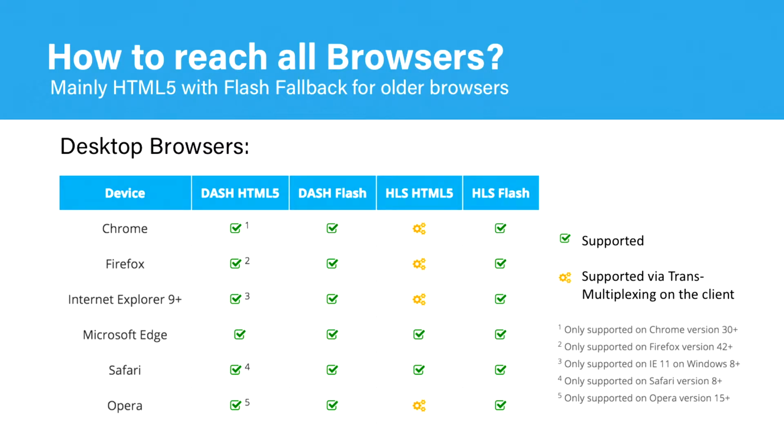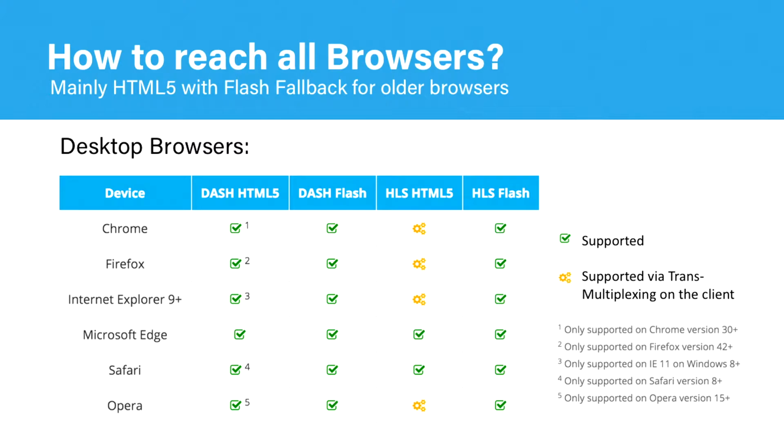For older browsers, for sure there are also some market shares, for Firefox versions below 42, for example. Here you can even go for the DASH Flash plugin to cover really 100% of the devices. With HLS, it's the same. On the HLS side, for Chrome, Firefox, and Internet Explorer 9, as well as for Opera, there is also HTML5 now implemented. In the past, we did it with transmuxing on the client, but now, in our latest player release, we have native HTML5 support also with HLS on these browser platforms.